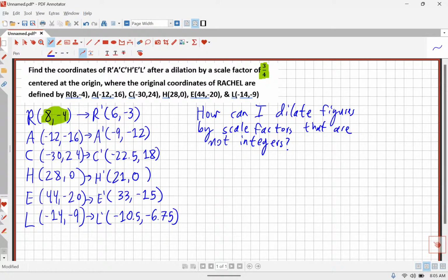Guess what? We already did that. We literally just did that. You just multiply it by there. It doesn't matter if it's a fraction or a decimal or whatever. You just multiply it through and you're done. As long as it's centered at the origin, it's easy peasy.